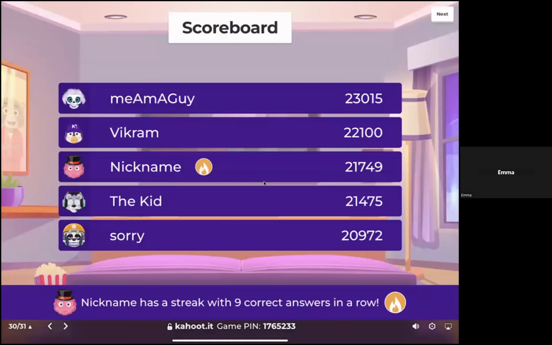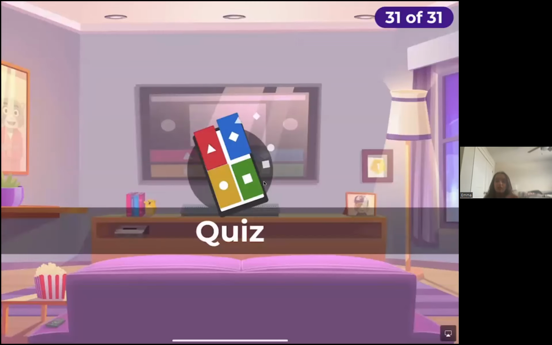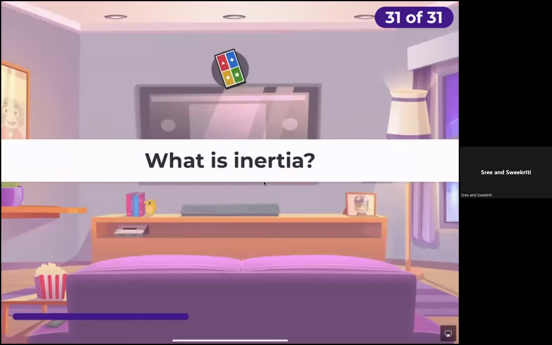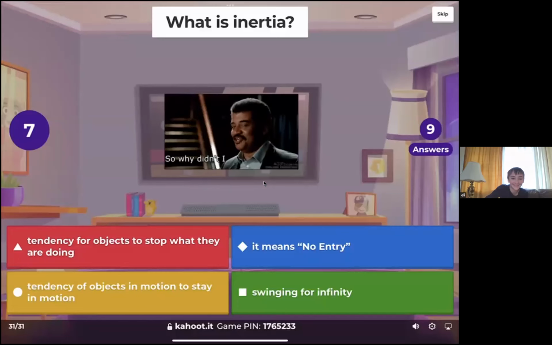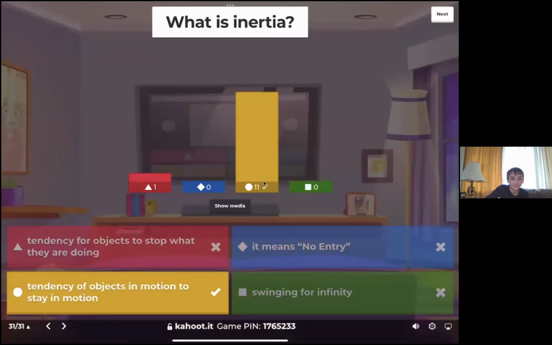This next one's the last question. What is inertia? That is what we learned today. Tendency for an object to resist change. It means no entry. Neil deGrasse Tyson.